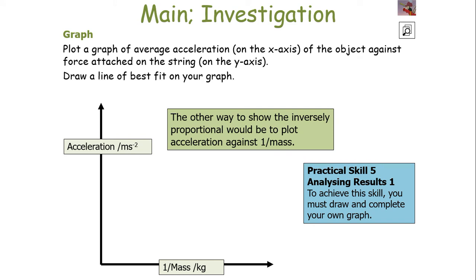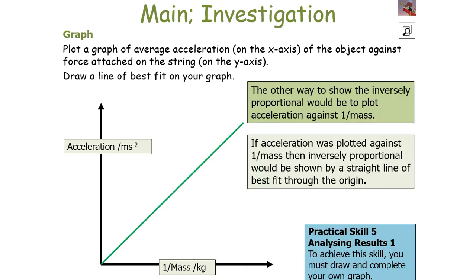Now, there's another way to show inverse proportionality, and that's not to plot acceleration against mass, but to plot acceleration against 1 over mass. If you did that particular graph, you would then get a straight line through the origin. So if you plot a value against 1 over the other value, inverse proportionality is shown by a straight line of best fit through the origin.